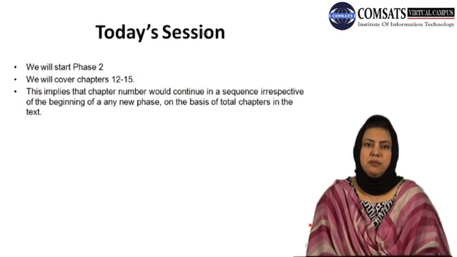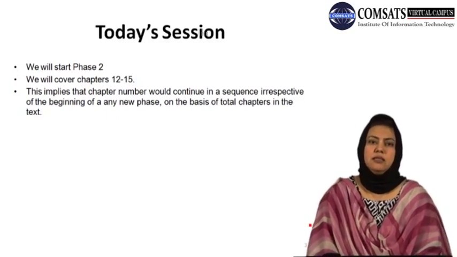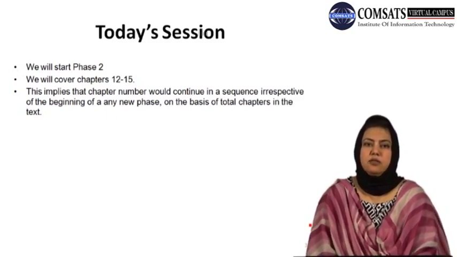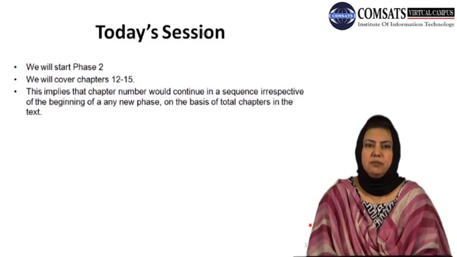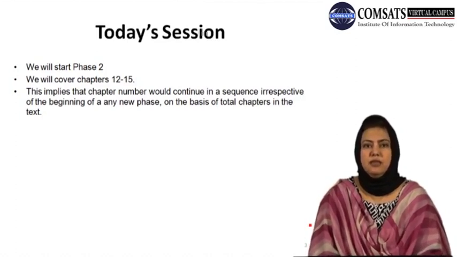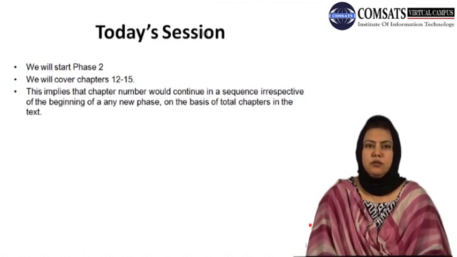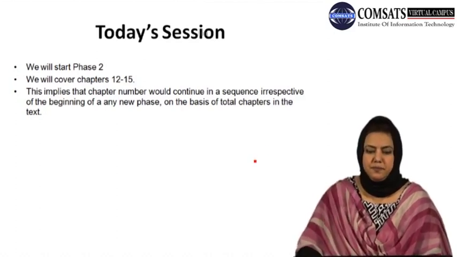So the first chapter in phase 2 thus is numbered as number 12. The reason for doing so is that the novel is divided into 7 phases. If each chapter is numbered separately in terms of chapters, it might create confusion because the number of phases is quite big. So the sequence for the totality of numbers would be continued throughout.